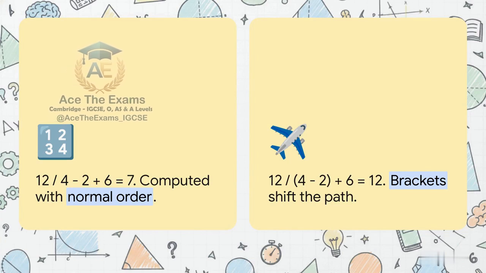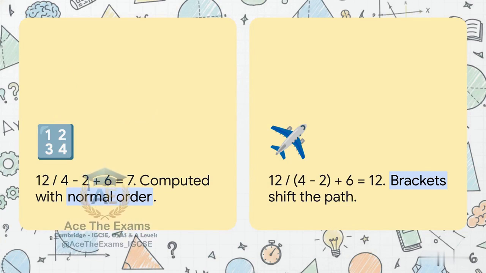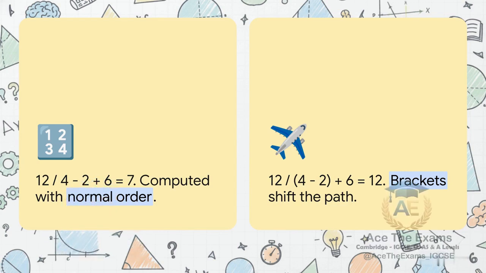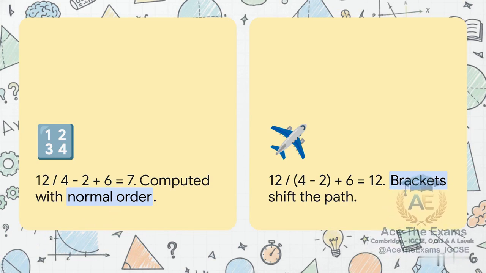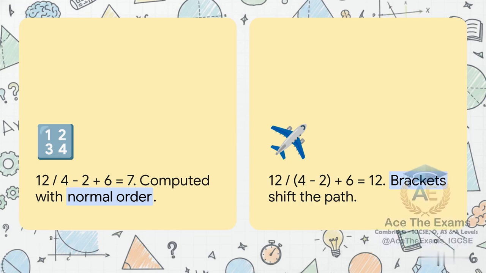Let's run a quick simulation on the base sequence. 12 divided by 4 minus 2 plus 6. If we calculate it totally raw, respecting the normal order, 12 divided by 4 is 3, 3 minus 2 is 1, 1 plus 6 is 7. Okay. But bracket the 4 minus 2, and suddenly you have 12 divided by 2, which is 6. 6 plus 6 is 12.